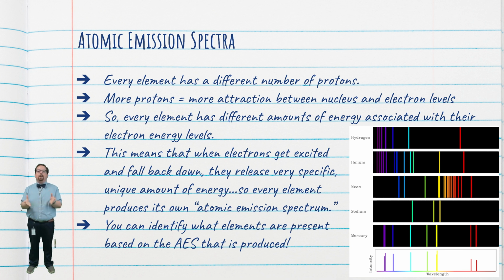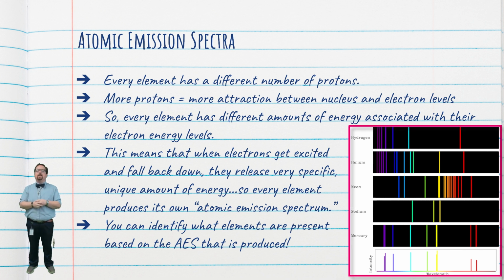Essentially, what this all boils down to is that every element has its own unique set of energy levels, and as such, has its own unique set of light that can be released from its electrons falling down in energy levels. This series of bands of light produced by an atom is called its atomic emission spectrum. Every element has its own unique atomic emission spectrum, so we can use that to identify what elements might be present in something. Here are some examples of the atomic emission spectrum of different elements. Notice that no two of these are exactly the same.